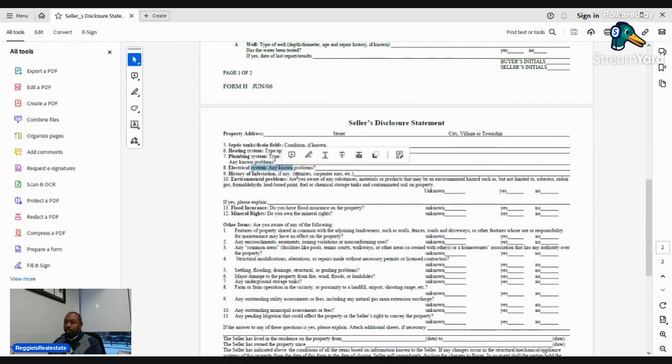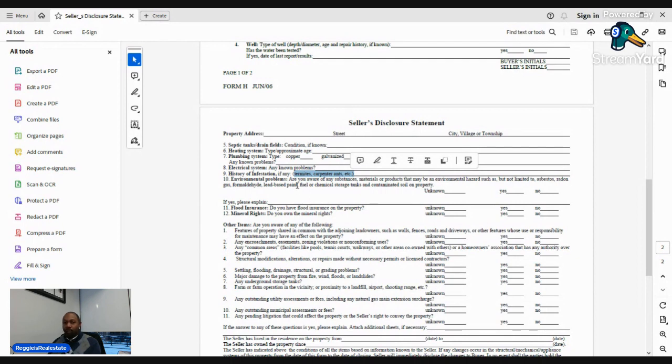Any known problems? History of infestation. So this can mean rodents, carpenter ants, any type of wood destroying insects, termites, or anything like that. But infestation can mean pretty much any pest that can cause any type of damage to the property. Now, you may interpret it as that. Somebody else may interpret it as any infestation. It could have been a beehive, right? So again, you want to answer this as truthfully as possible.